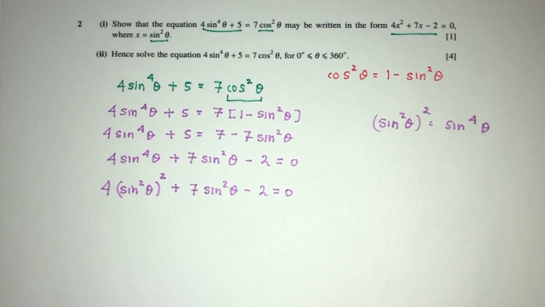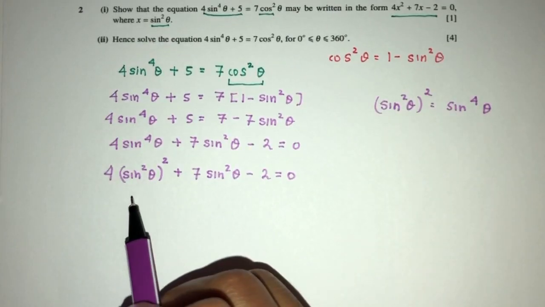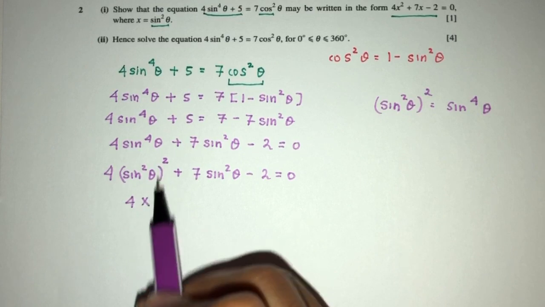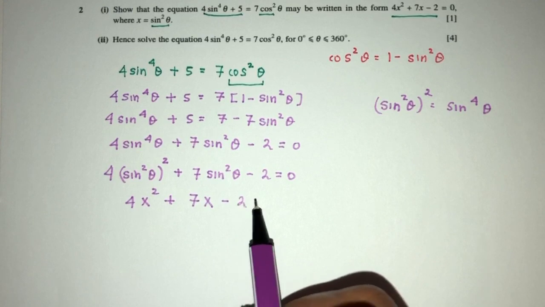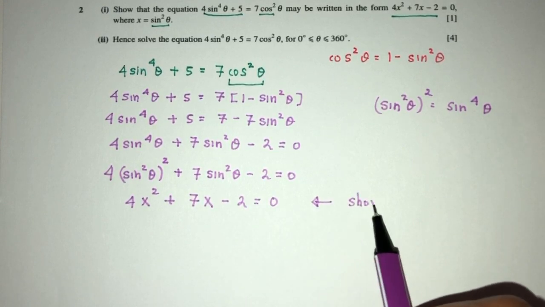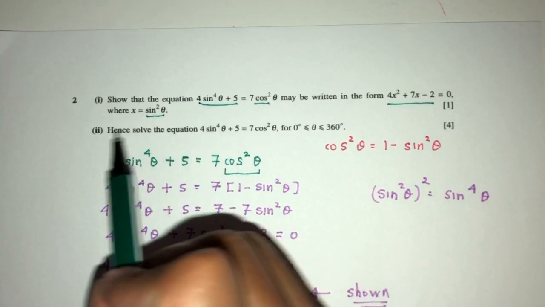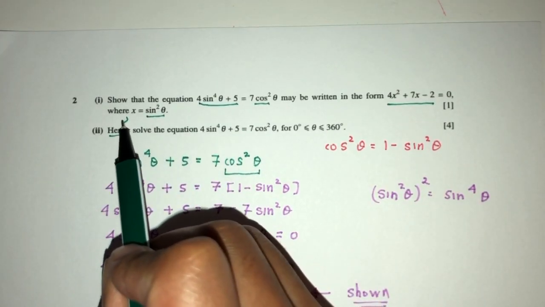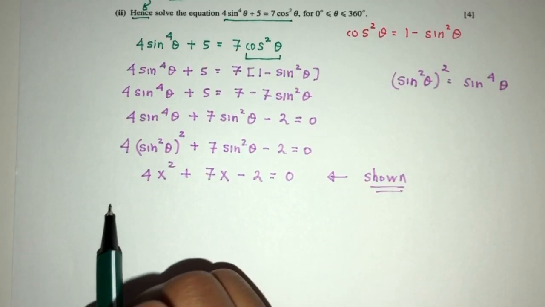Now going back to the question, we can see here x is equal to this, so we know this has to be 4x square plus 7x minus 2 is equal to 0. And this will be shown as required. That is part 1 of the question. Okay, pretty easy, not too bad. Now for part 2, hence we have to solve the equation. Hence, it means we have to use part 1 to solve this equation.